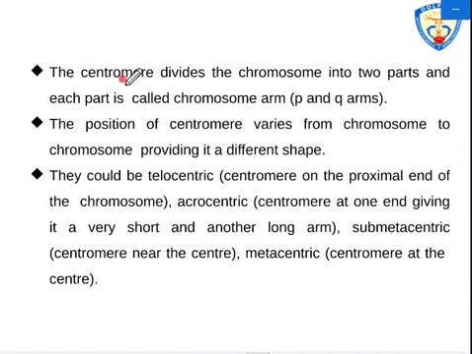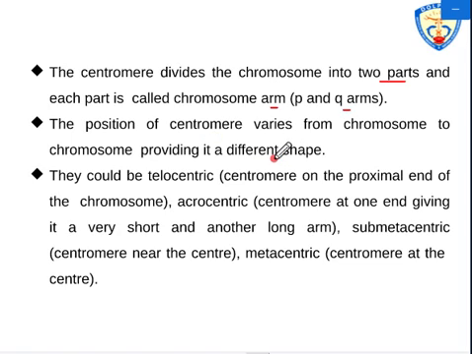This centromere divides the chromosome into two parts. These two parts are known as chromosome arms. The short arm is designated as the P arm, where P comes from petite, and petite means small. The large arm is known as the Q arm. So where this centromere is positioned on the chromosome gives the chromosome its different shapes.